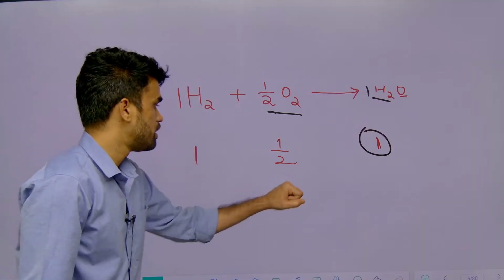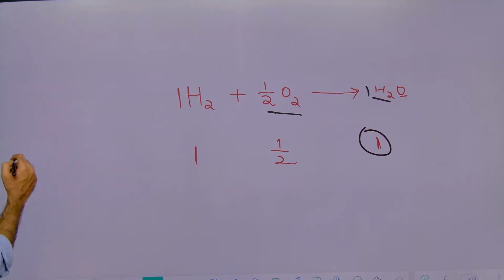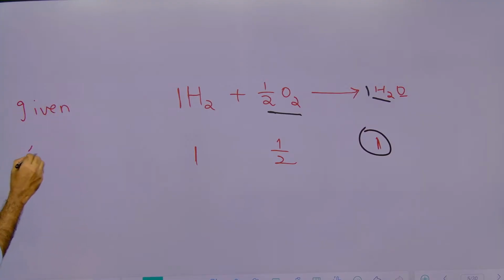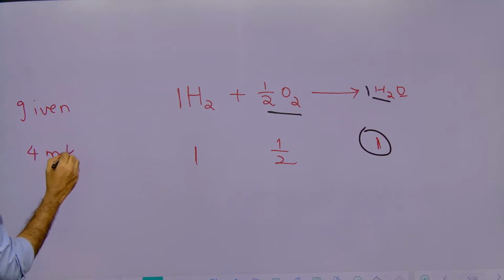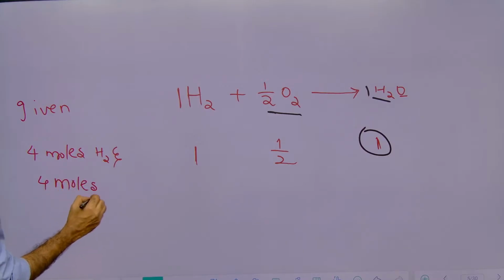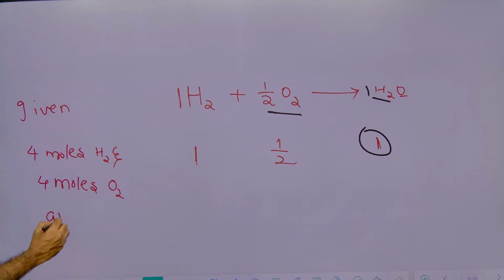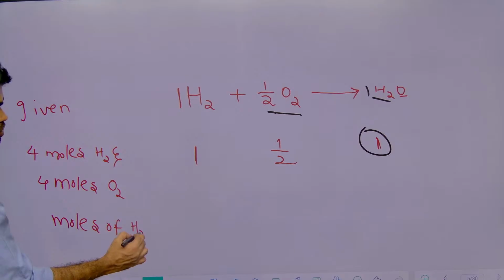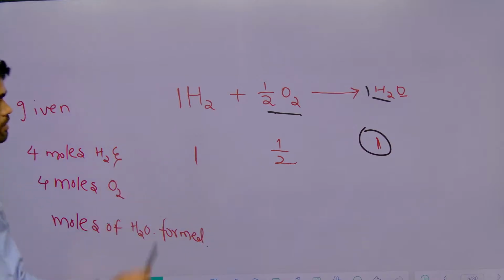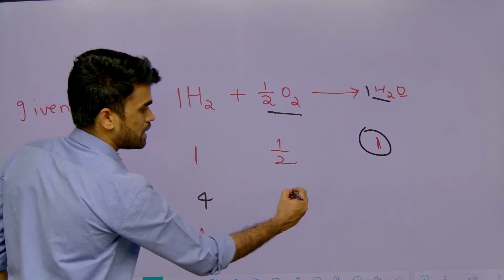Okay, this is clear. Now my question is something like this. Given 4 moles H2 and 4 moles O2, then the moles of H2O produced, H2O formed. Very simple. Tell me how many moles it is? 4 moles. Why 4 moles? So let us understand that. Identify the limiting and excess reagent from this.